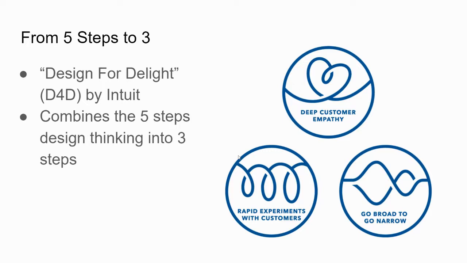We'll actually use a tool called Design for Delight. It's from the Intuit company, and it takes those five steps of design thinking and combines them into three. So we'll mostly use these three steps of developing deep customer empathy. That's obviously the empathize stage. Go broad to go narrow. That's where we ideate. And rapid experiments with customers. That's prototyping and testing. So we're going to just condense those five steps down to three.